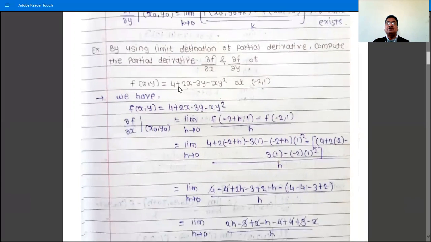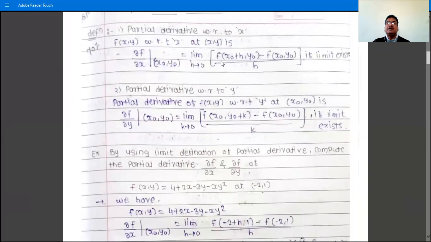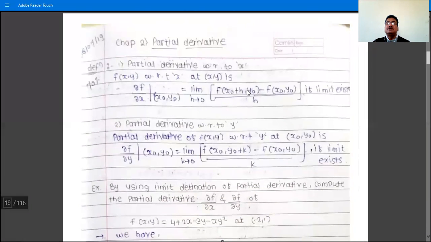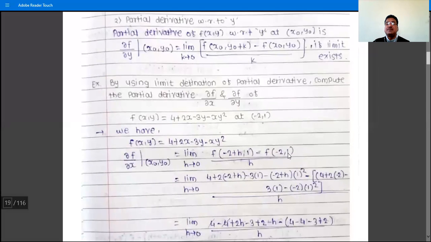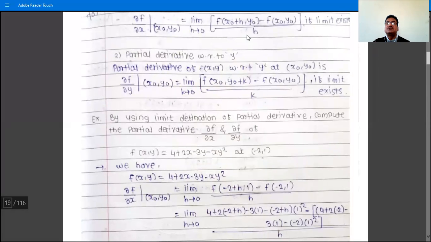Okay, so by using the definition of partial derivative, find ∂f/∂x and ∂f/∂y. This is the function, and we have to find the value at (-2, 1). Limit h tends to 0, f of (x naught, y naught), where x naught is -2 and y naught is 1. So write this definition: f of (x naught plus h, y naught), so x naught means -2 plus h, y naught means 1, minus f of (-2, 1), divided by h.